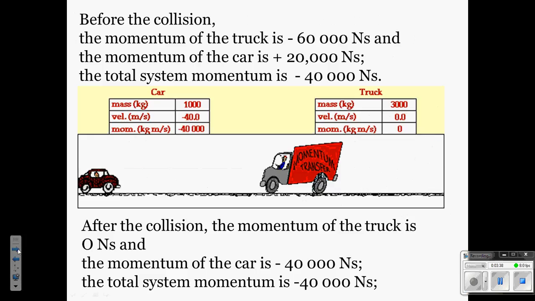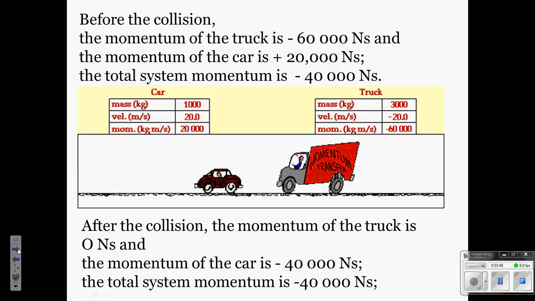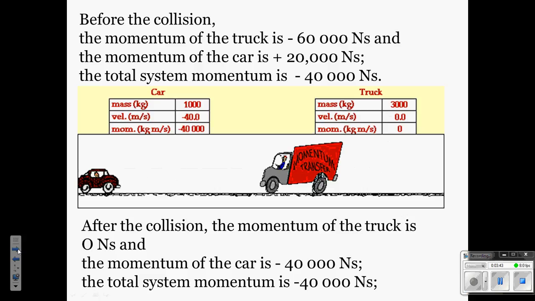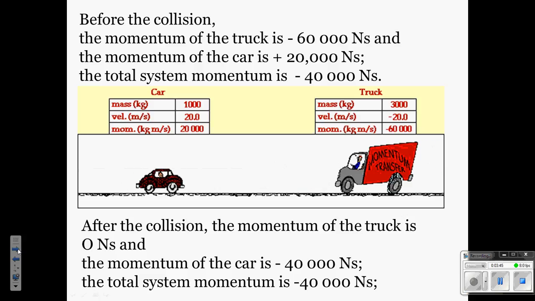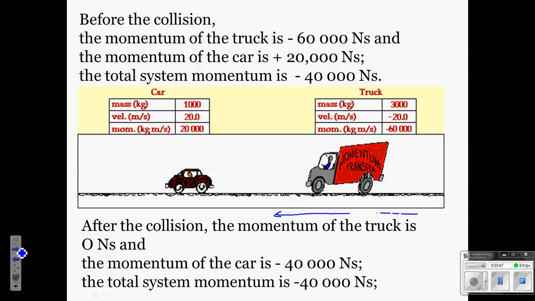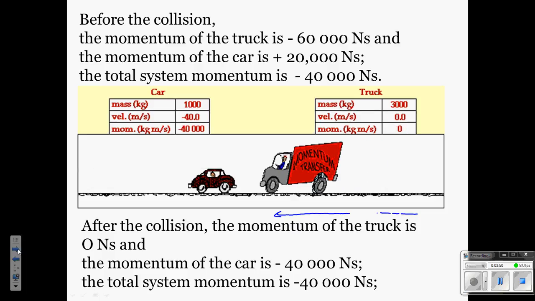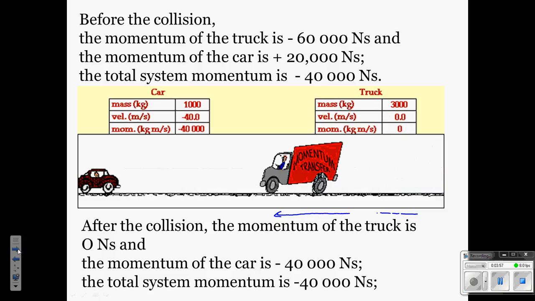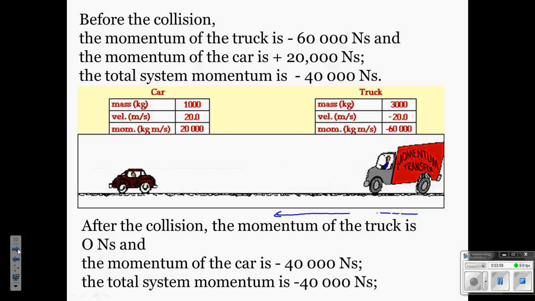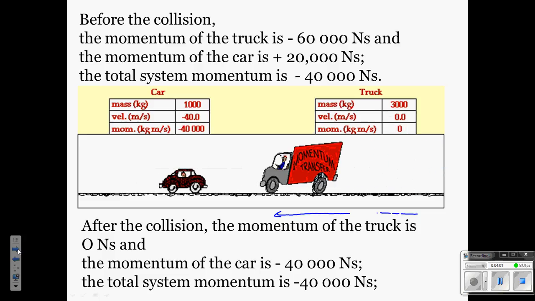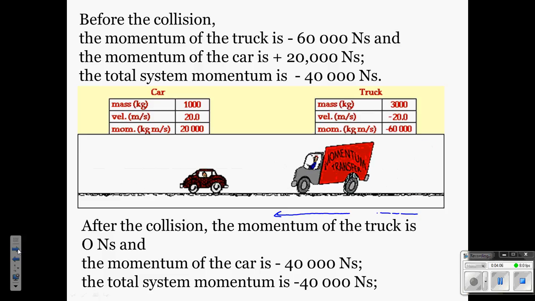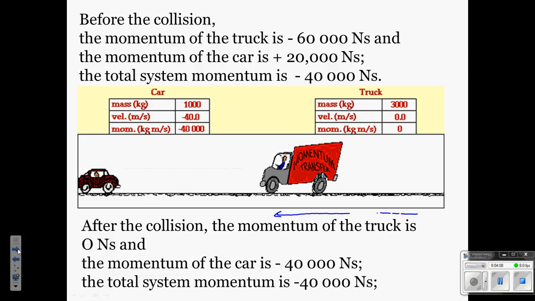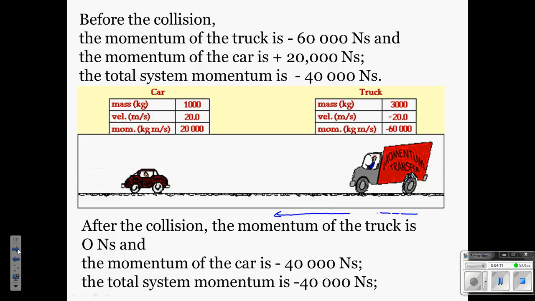So let's talk about the concept of the conservation of momentum. Before the collision, the truck has a negative 60,000 newtons to it. Notice that the truck is going to the left. That means negative. It doesn't mean that negative 60,000 is a smaller number than 20,000. The negative just means the direction, not the size of the number. The momentum of the car in the beginning is 20,000 newtons. Remember, we took the mass times its velocity to get its initial momentum.